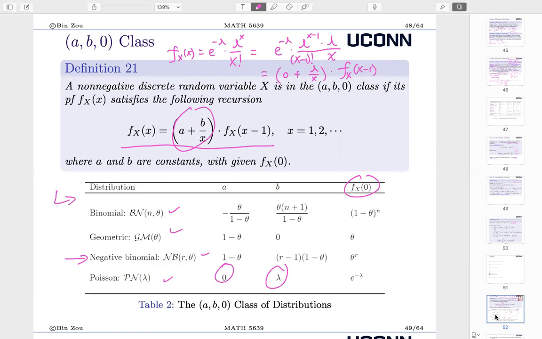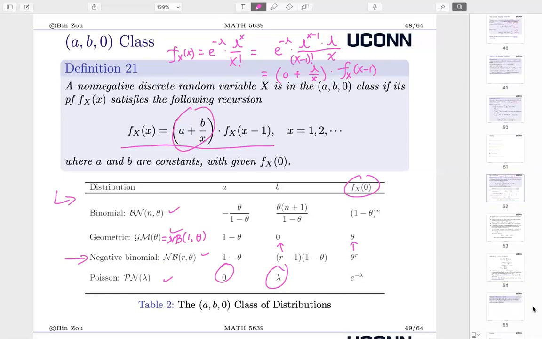From here, we see again that geometric is nothing but negative binomial with r equal to 1. So when r is 1, then it is 0, right? When you plug in r to be 0. And when r is 1, this is indeed theta. So this is another partial confirmation of geometric being negative binomial with r equal to 1.